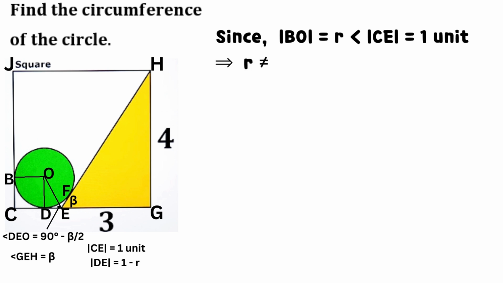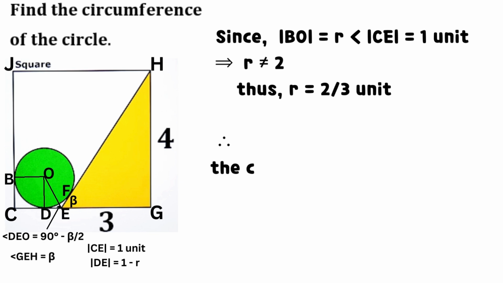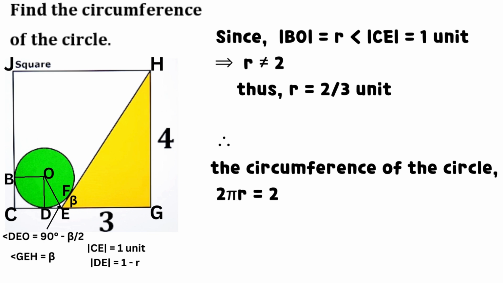Since the length of line BO equals R, and R is less than the length of line CE, which equals 1 unit, it implies that R is not equal to 2 units. Thus, R equals 2 divided by 3 units. Therefore, the circumference of the circle equals the product of 2 and pi times R, which equals the product of 4 and pi, all divided by 3, in units. After substitution and simplification of values.